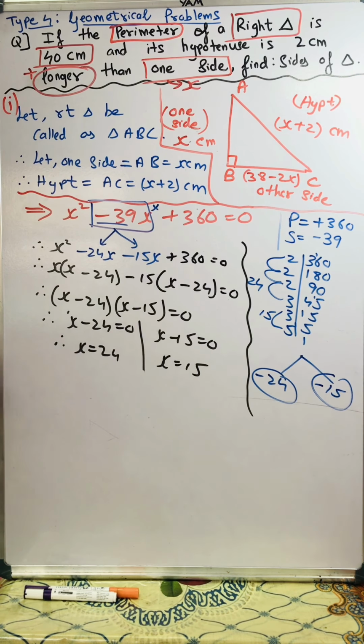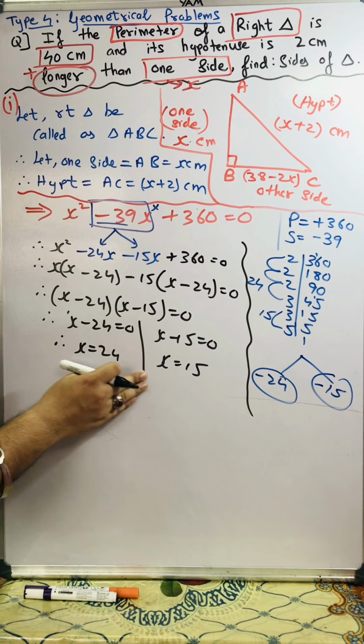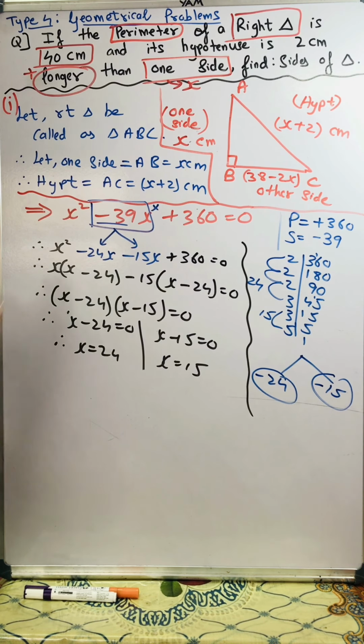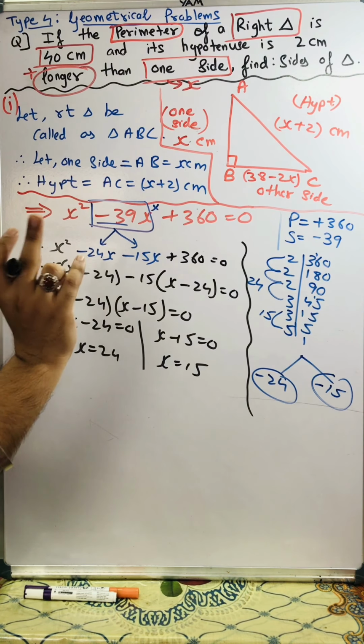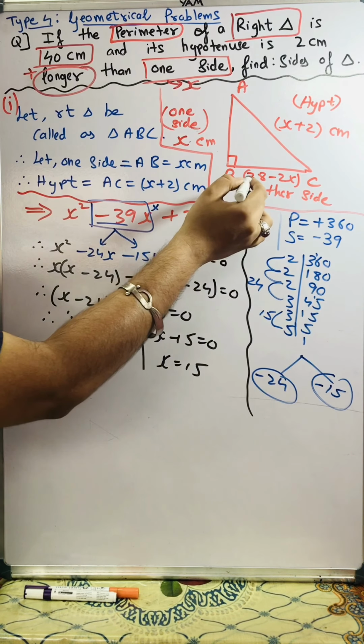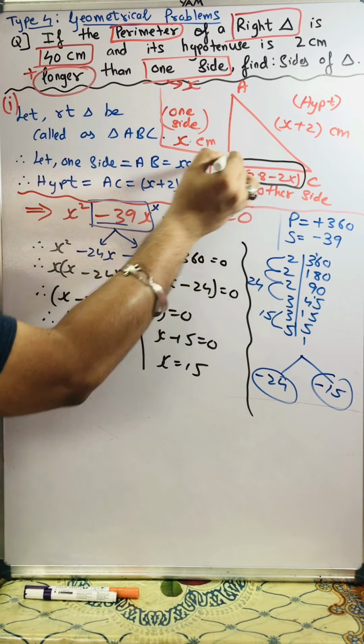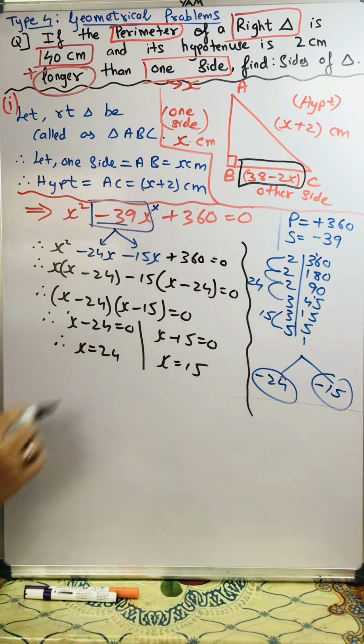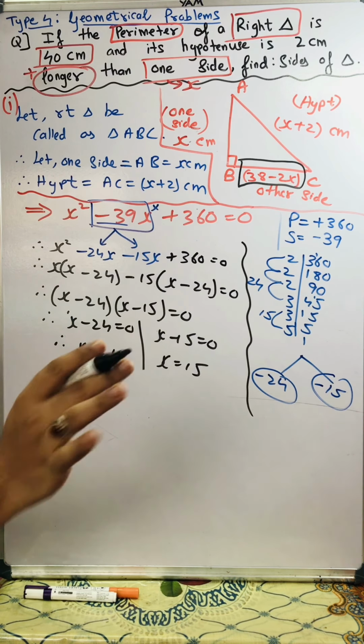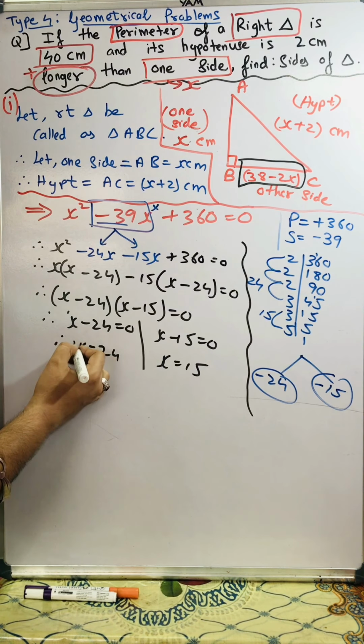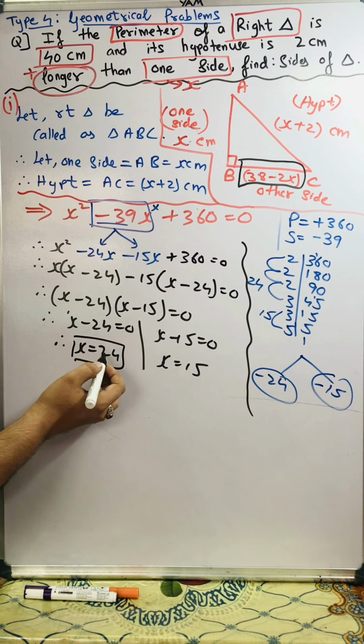So should we consider both the answers? No, it's not possible. We need to ignore one of the answers by quoting that it is wrong answer. Now what to do? Now students, if you observe here, please see here, it's very important. Side BC's value, please see here, side BC's value is what? 38 minus 2x.